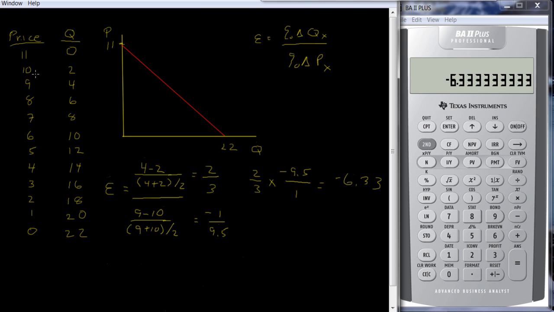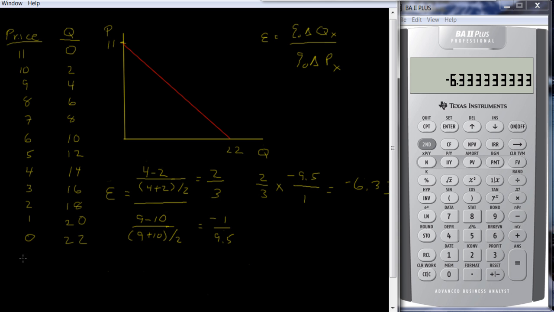And you can kind of see that, right? A change in price from 10 to 9 is a small percentage change. But a change from 2 to 4 is a doubling of it. That's a big percentage change. So in this case, you have a high elasticity. How about if we went down here between the prices of 3 and 2? Let's figure out the elasticity down here.